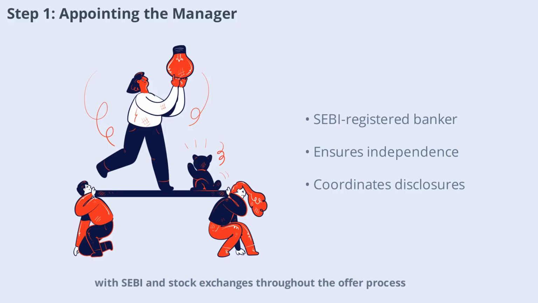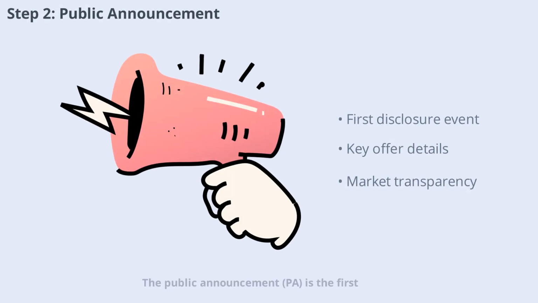throughout the offer process. Public announcement (PA) is the first disclosure event in the open offer process. It must be made on the date the acquirer enters into the agreement that triggers the open offer, such as a share purchase agreement. The PA includes headline details, the identity of the acquirer and target, the trigger regulation, offer size and price, and the manager to the offer. This step sets the stage for full transparency and market awareness.